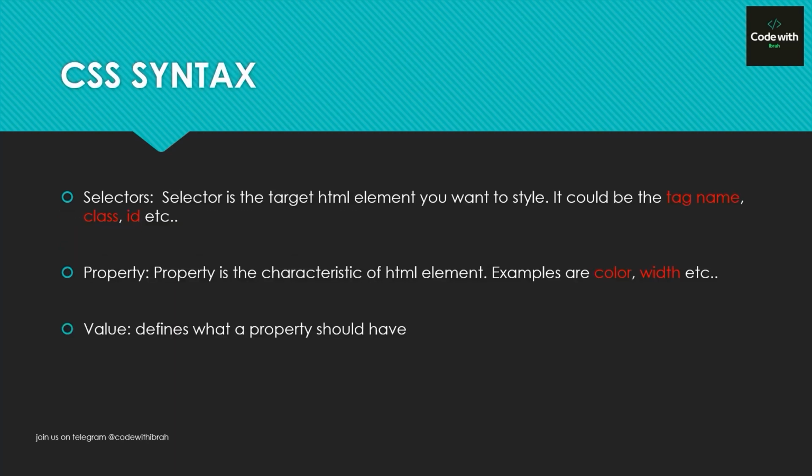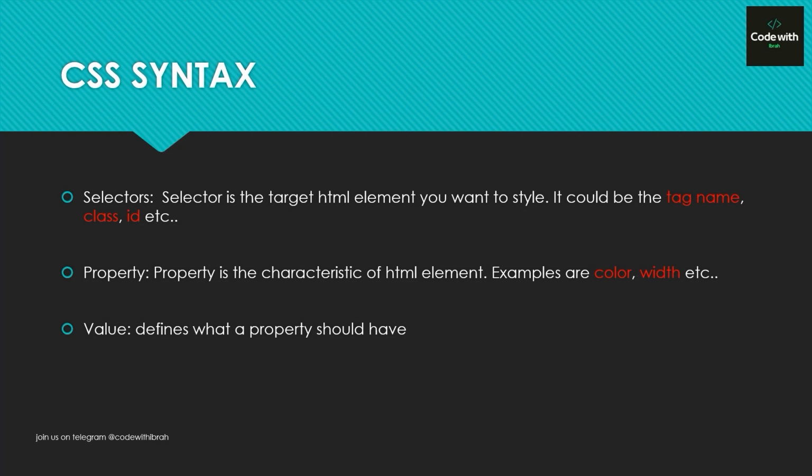Now we have something else that we need to take a look at. That is the CSS syntax. CSS syntax comprises three things that you need to always take a look at. We have the selector, we have the property, and then we have the value. The selector is the target HTML element that you want to style. The element that you want to give the style to. That is what the selector is all about.